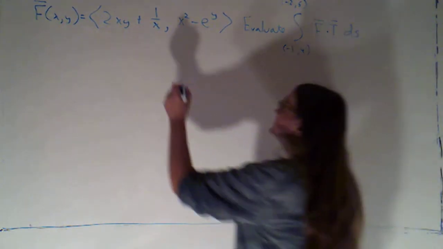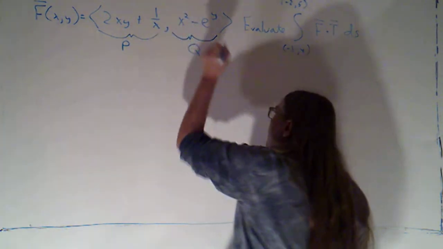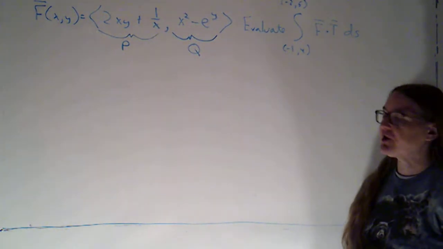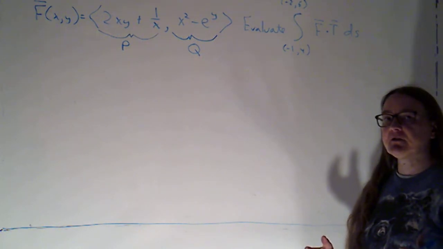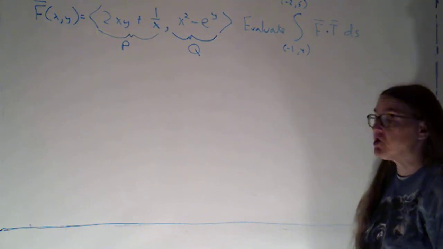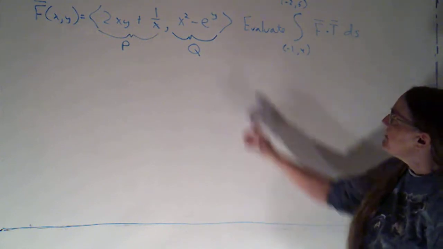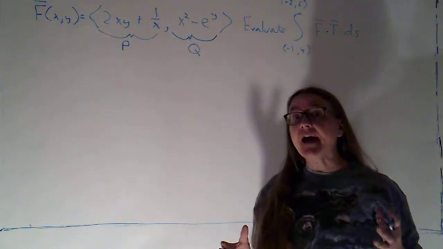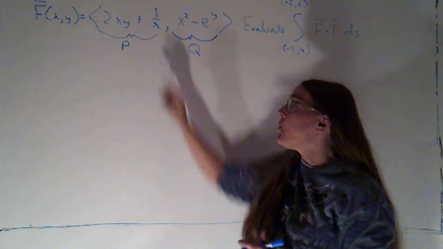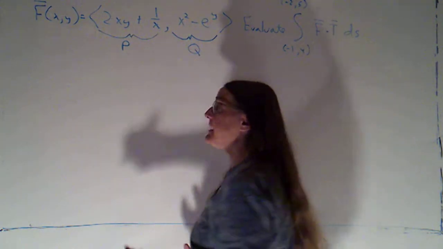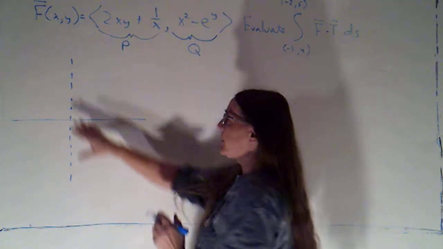So I'm going to give this a name P, and I'm going to give this a name Q. I'm hoping those are the partials of some potential function. I do want to remember that in order to conclude that I have a conservative vector field, I have to be working on a simply connected region. And if I take a look here, I've got a slight problem because the domain for this function is not all of 2-space because I've got that x in the denominator. So the domain of this problem would be everything except the y-axis, because that's where x would be 0.